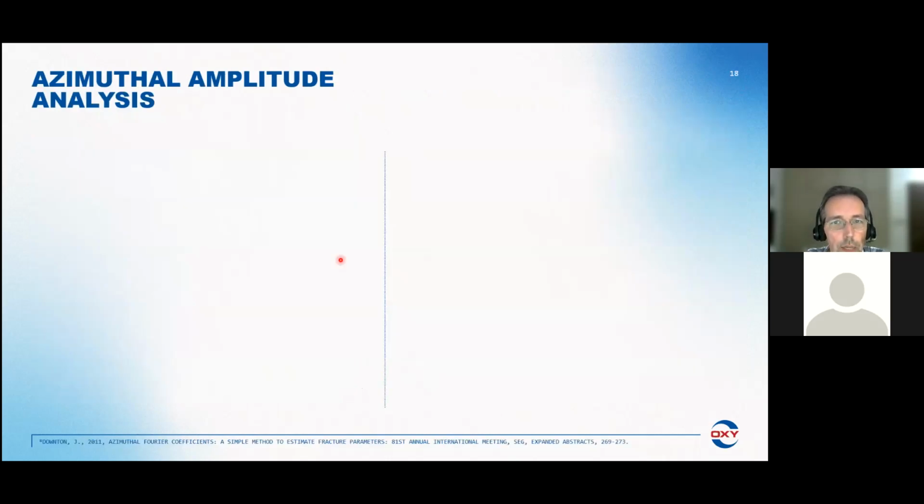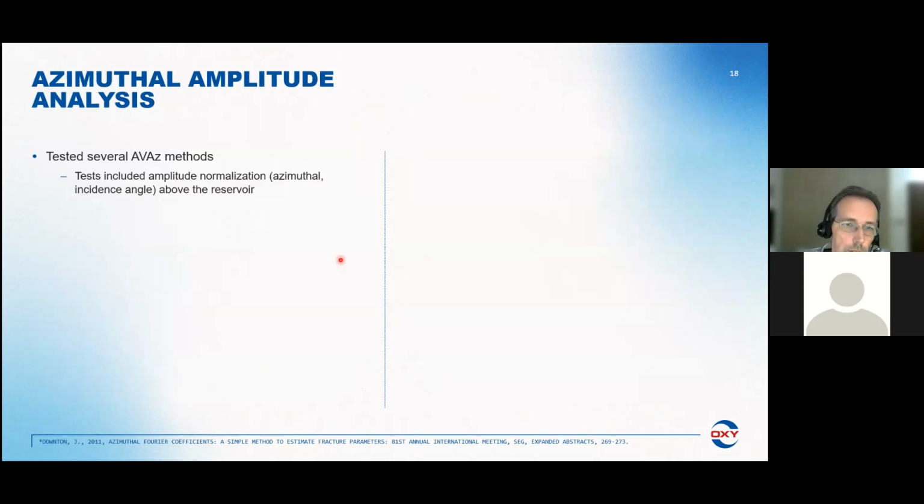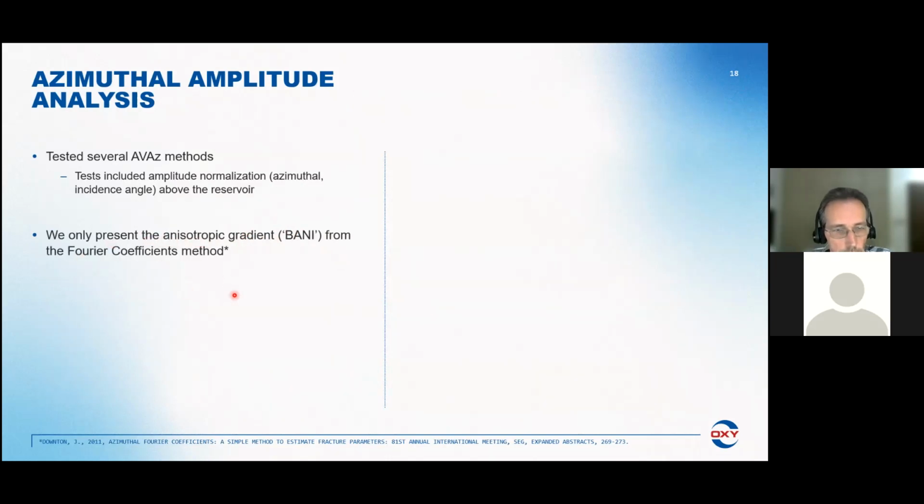So let's go to the amplitudes. We have tested several azimuthal amplitude analysis methods. We stuck on one method, which is basically the anisotropic gradient. I call it BANI, using the Fourier coefficient method. It's not that dissimilar from Ruger, but the Fourier coefficient seems to be applicable to higher incidence angles. The error is a little bit smaller. And that reference is right below here.